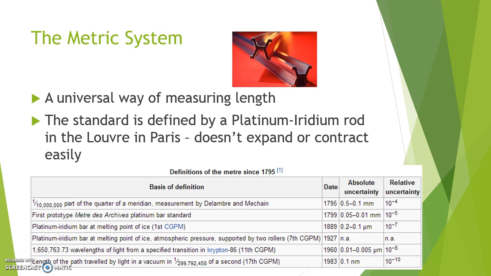So, to start with, this is a quick overview of what the metric system is about. It's a universal way of measuring length. So it's a common standard that is used around the world. The definition is defined by a 1 meter long rod. It's made out of platinum and iridium alloy. And the reason it's used is that it doesn't expand or contract easily. So it has an almost constant length in normal weather conditions. You can see here the different dates, just for interest's sake, where they refined what a meter looked like.